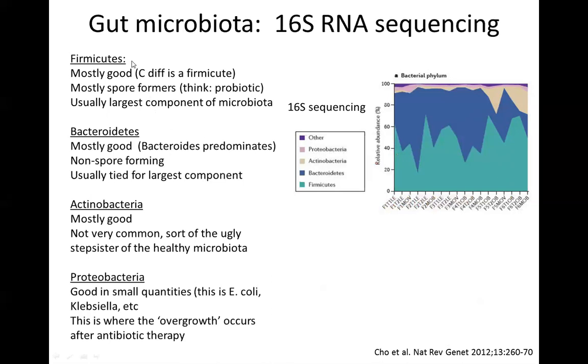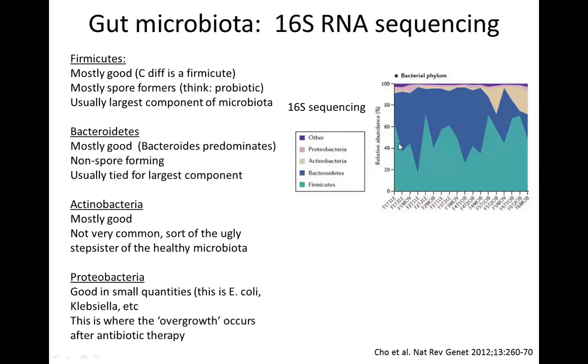So then Firmicutes are mostly spore formers. So remember, spores are hard to kill because of metabolic inactivity. Bacteroidetes is actually much easier to remember because that's Bacteroides fragilis, which we're more familiar with, plus a whole bunch of other ones, non-spore forming, usually anaerobic, always anaerobic in this case. Actinobacteria, no one really knows what they are, which means they're probably the most important. And Proteobacteria is the stuff that we know a lot about. That's the Pseudomonas, the E. coli, the Klebsiella.